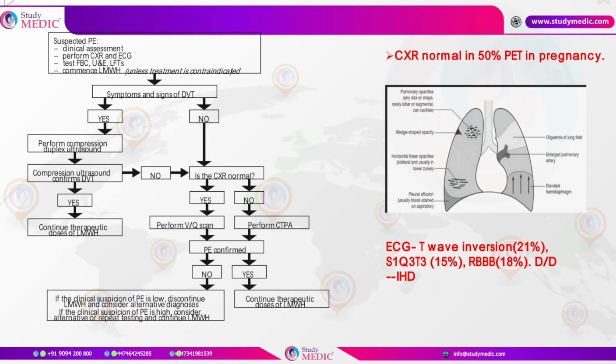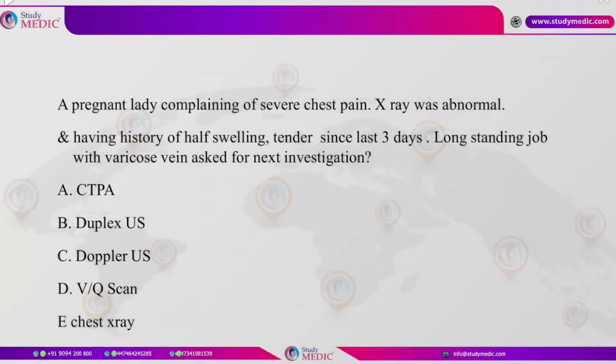The chest x-ray is normal in almost 50% of cases of pulmonary embolism. There are certain findings in ECG, that is T-wave inversion seen in 21%, S1Q3T3 pattern in 15%, right bundle branch block seen in 18% of the cases. And a very important differential over here is ischemic heart disease, and that's the reason we are getting the ECG done over here. Let's come to a question.